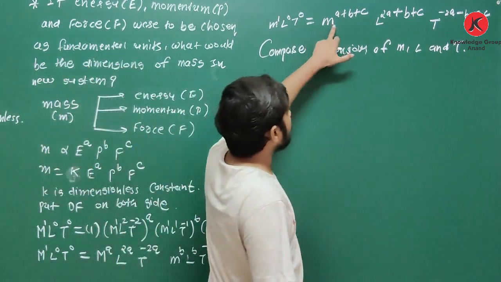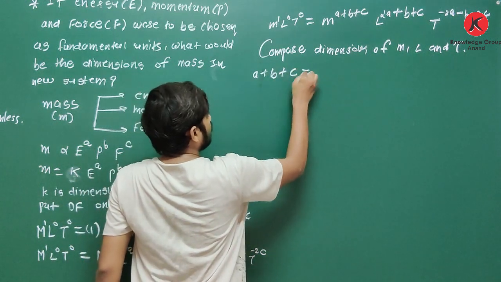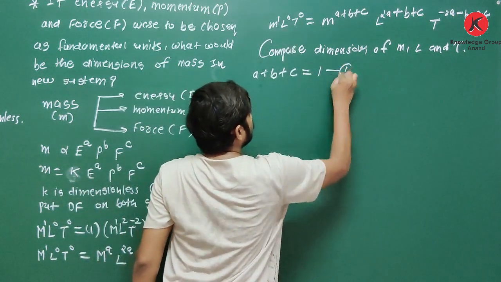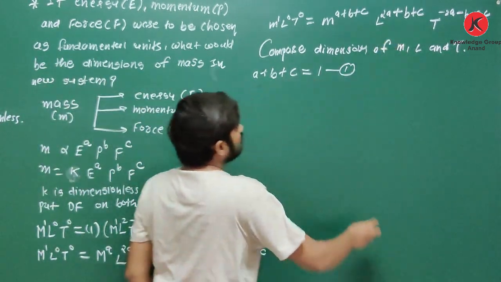See, first of all, m. What is the power of m? This side it is a plus b plus c, and this side it is 1. So it is equation number 1. Any doubt? Okay.